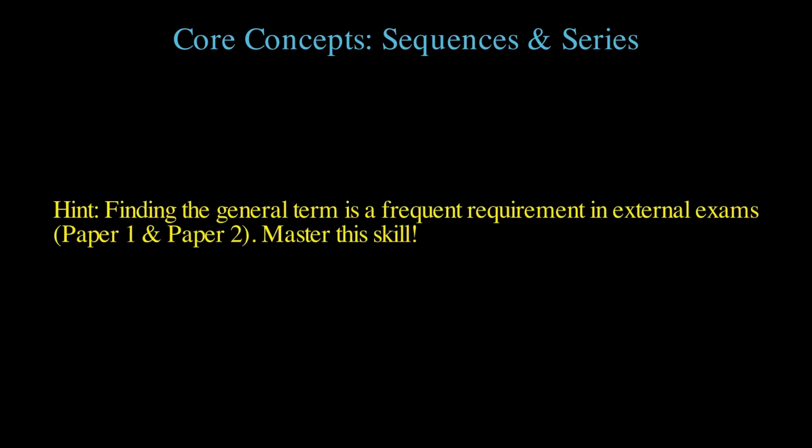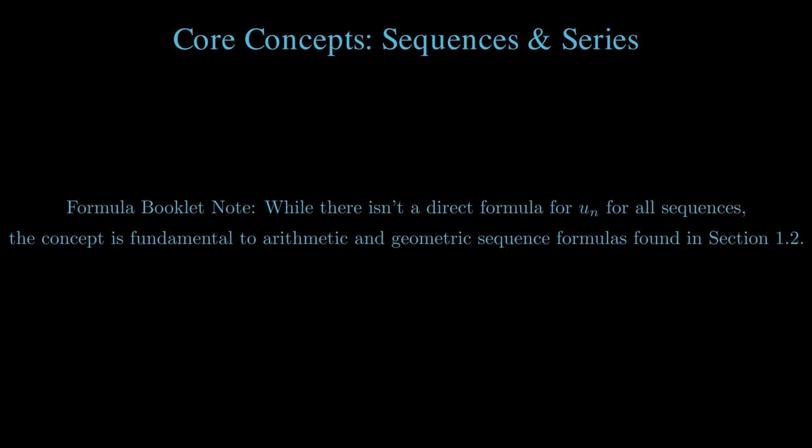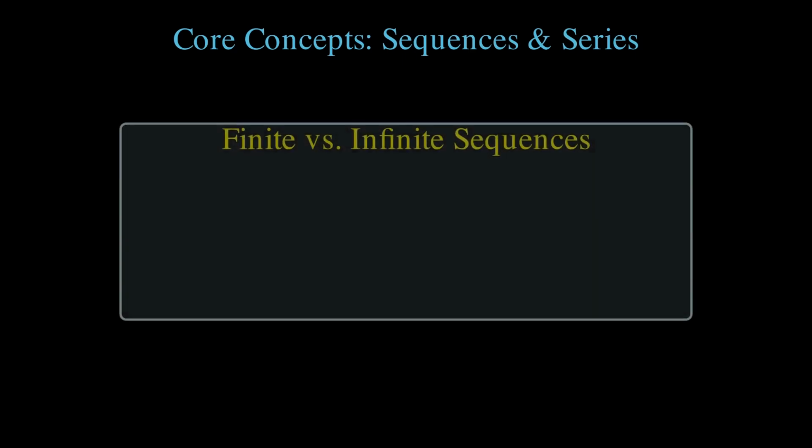Here is a crucial hint for your external exams. Finding the general term is a very common question in both paper 1 and paper 2. So make sure you master this skill. And while there isn't a single formula for un for all sequences directly in your IB formula booklet, understanding the general term is fundamental for using the arithmetic and geometric sequence formulas, which you will see in section 1.2 of the formula booklet.